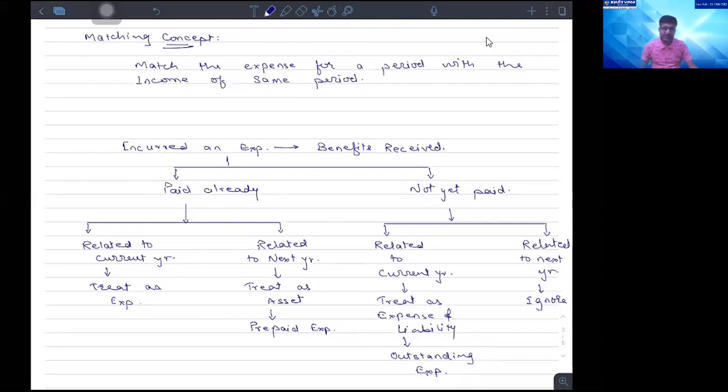Last year's outstanding, Mr. Dheeraj Shinde, is also not the expense of current year. When that is paid, it is automatically adjusted through the payment.